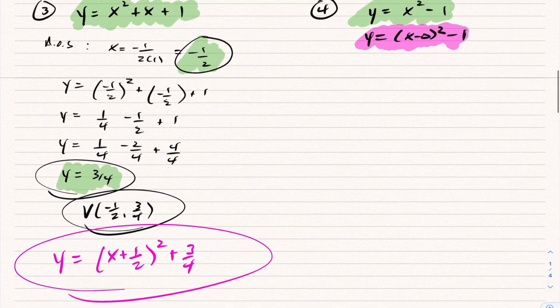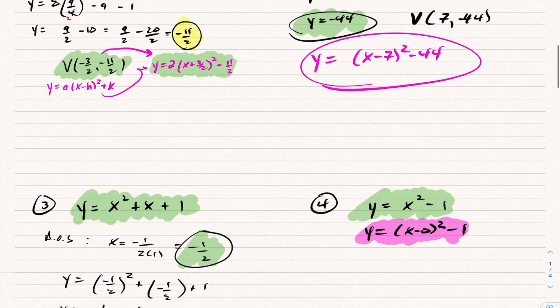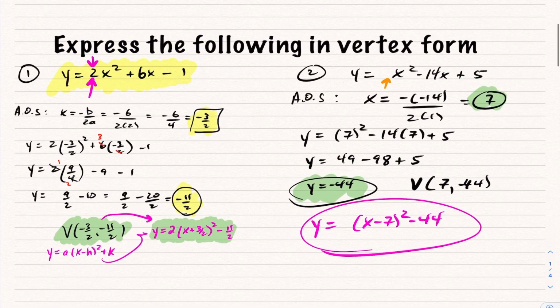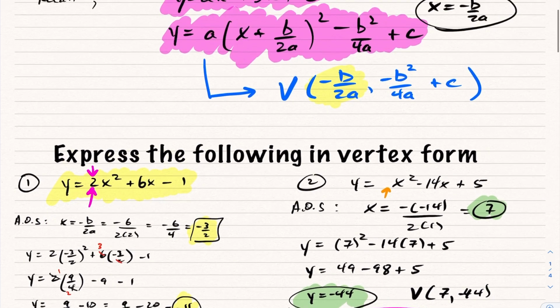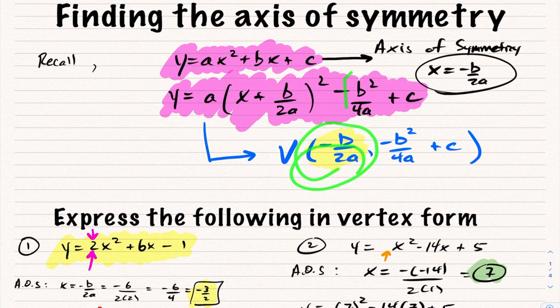And likewise for the examples up here, completing the square is not necessary all the time because you can do the -b over 2a option, right? If you're in standard form, it's very easy and quick to go ahead and calculate that -b over 2a.